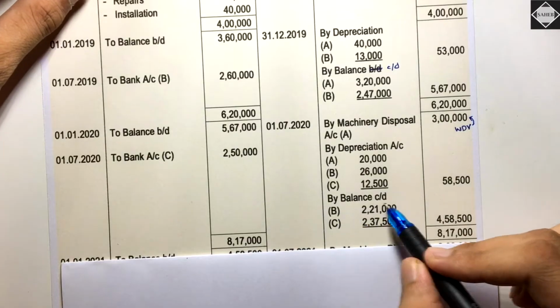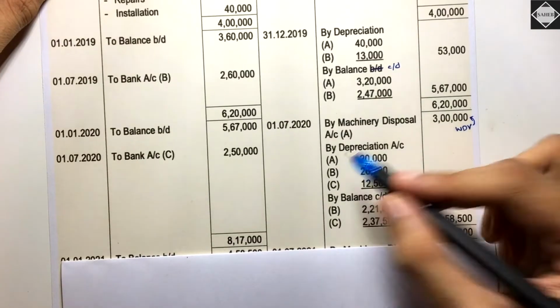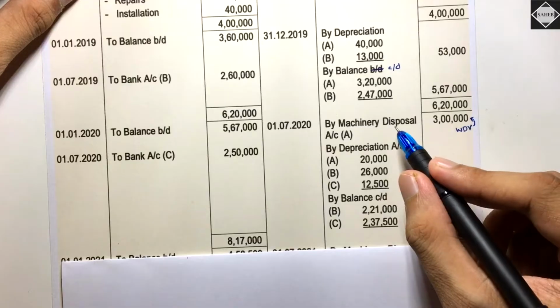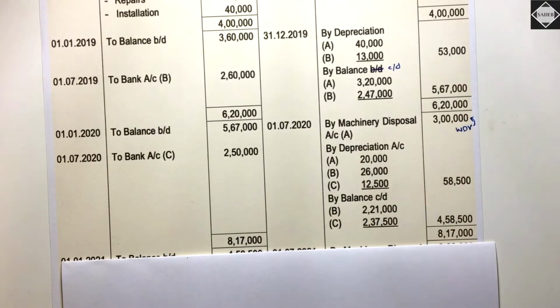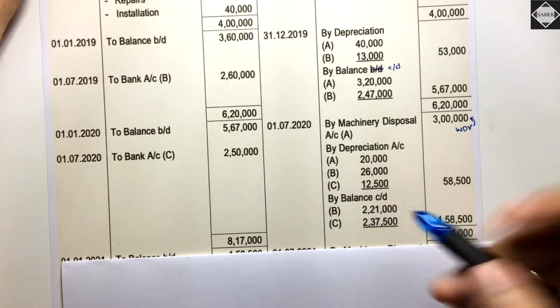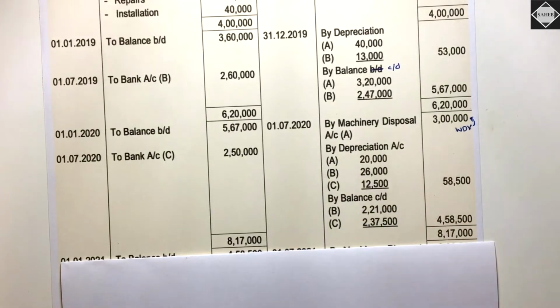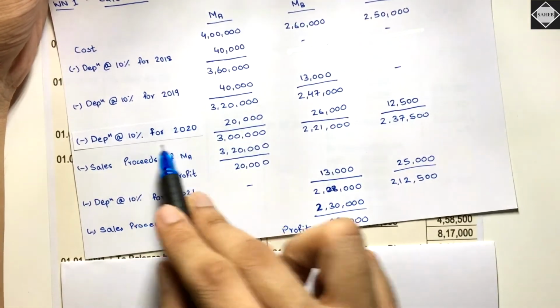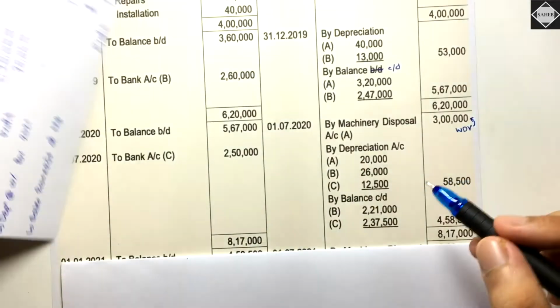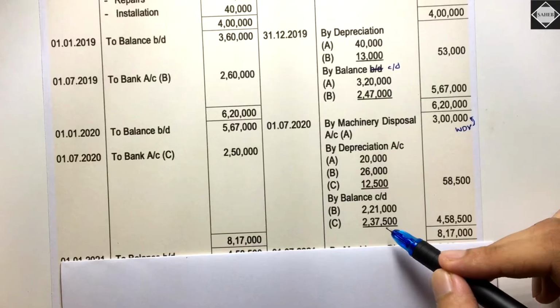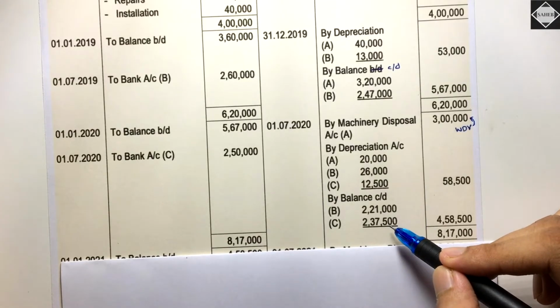Okay, fine. So by balance carried down, how will you find this? See, machine A is completely gone. We have taken it to machinery disposal. We have sold it off now. So there will not be any closing balance of machine A. Is it clear? But the remaining two, machine B and machine C, are there. So you have to properly bifurcate. How will you do it? It's really simple. See the working note. In the working note, after 2020, see the written down value: 2,21,000 and 2,37,500. Is that clear?